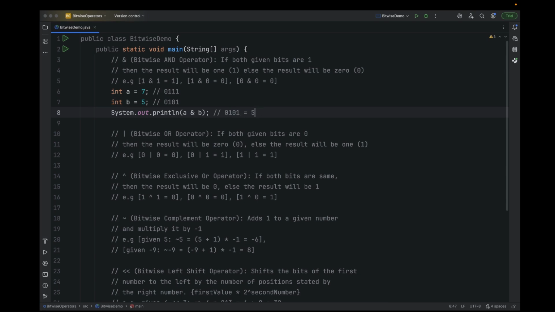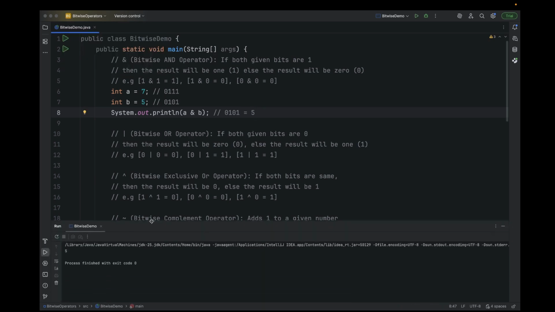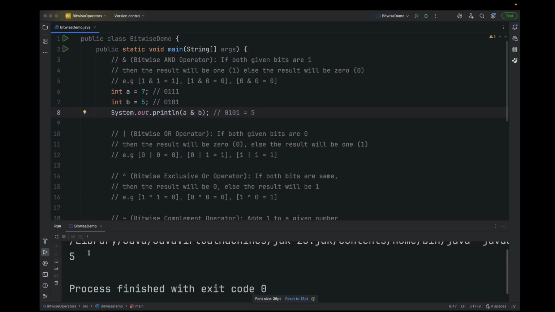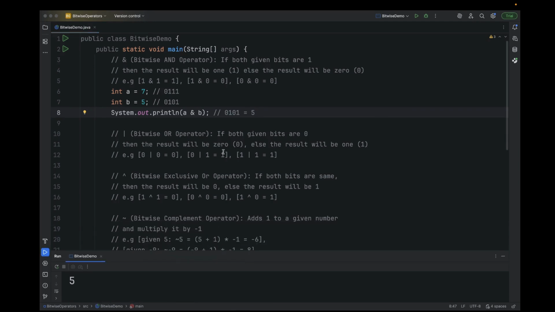So let's test run this and see. So run our program. You see it now. We're having 5 as our output. And that is how the AND operator works, the bitwise AND.